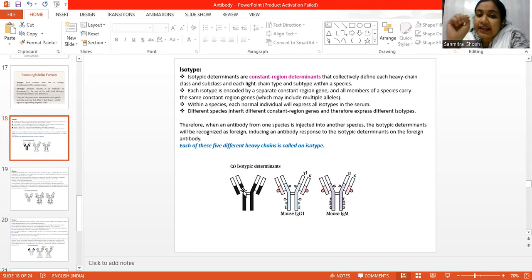So, when an antibody from one species is injected into another species, suppose an antibody has been raised in a horse and injected into a human being, then the isotypic determinant, that means this particular area of that protein, will be recognized as a foreign molecule, and an antibody response will be generated to the isotypic determinant on the foreign antibody.